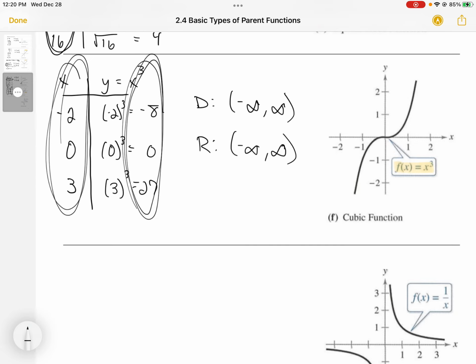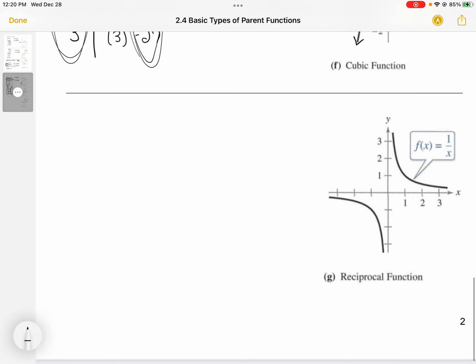And you can see this on the graph. Though this little clip of a graph doesn't have arrows, there should be arrows there. They're sort of assumed because there are no endpoints. This function goes forever down to the left and forever up to the right.